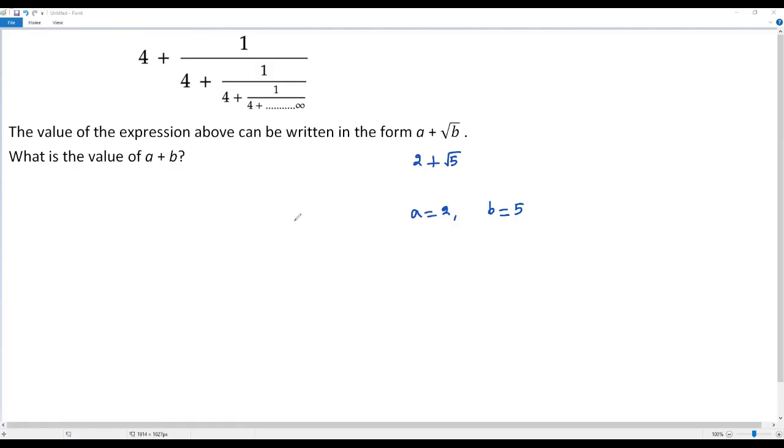Now let's get the value of a positive b. That is a positive b equals 2 positive 5. Then a positive b equals 7. Here I got the value of a positive b, that is 7.